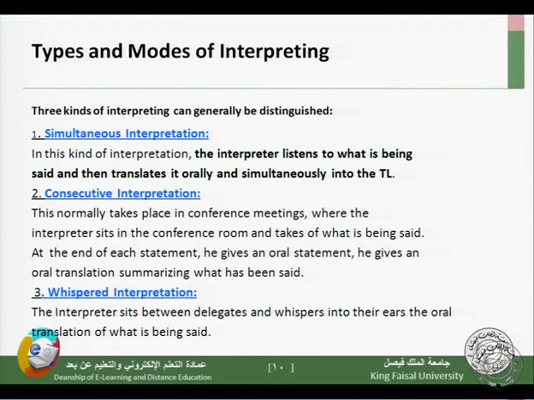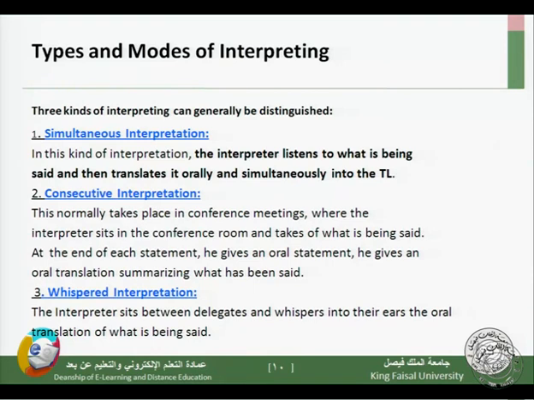Now, the types and modes of interpreting. This is quite important. We have 3 types of interpreting: simultaneous interpretation or interpreting, consecutive interpretation or interpreting, and whispered interpretation or whispered interpreting. Now let's take simultaneous interpretation.